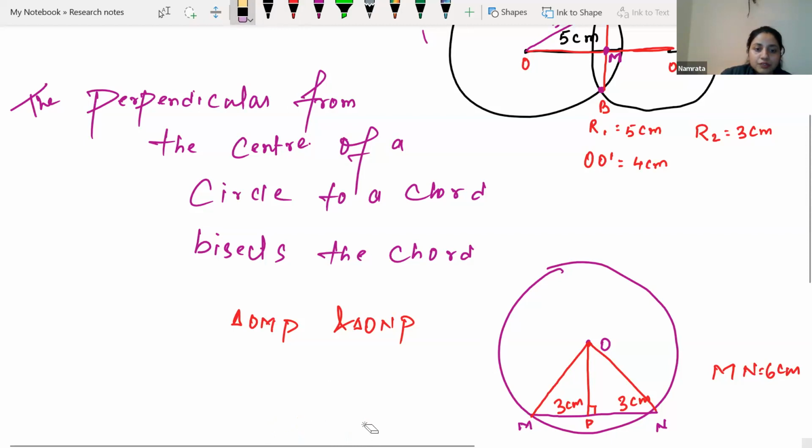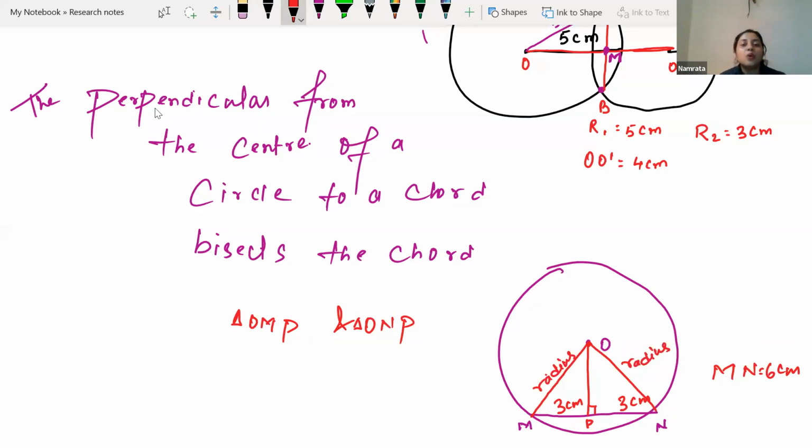So how will we do the proof? If we take these two triangles, we know this is the radius of the circle. Can I say OM is the radius of the circle and ON is also the radius of the circle? Can we say? Yes or no? OM, ON, these two are radii of the circle. Yes, ma'am. So we will say that OM is equal to ON. Why? Because both are radii of the circle.